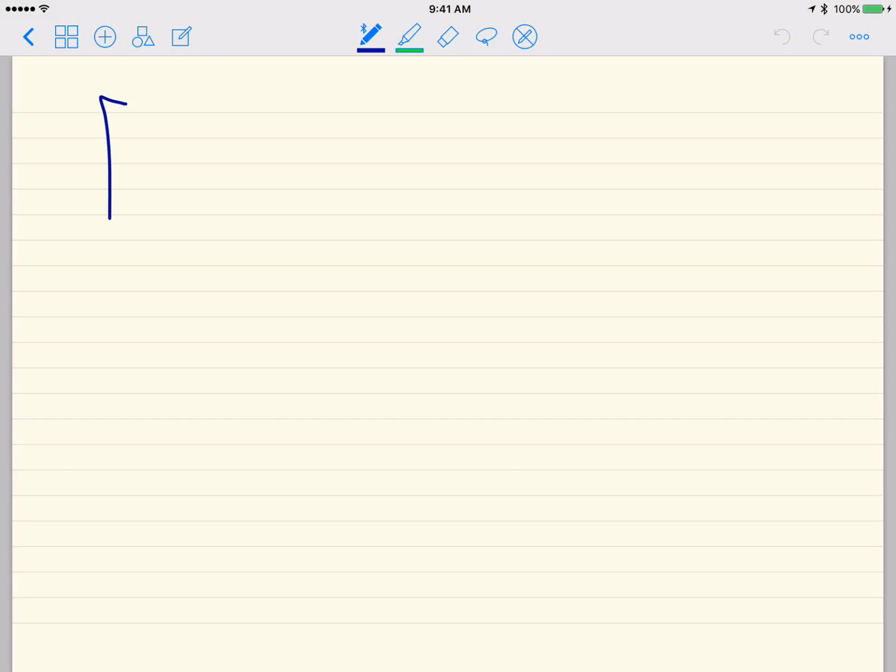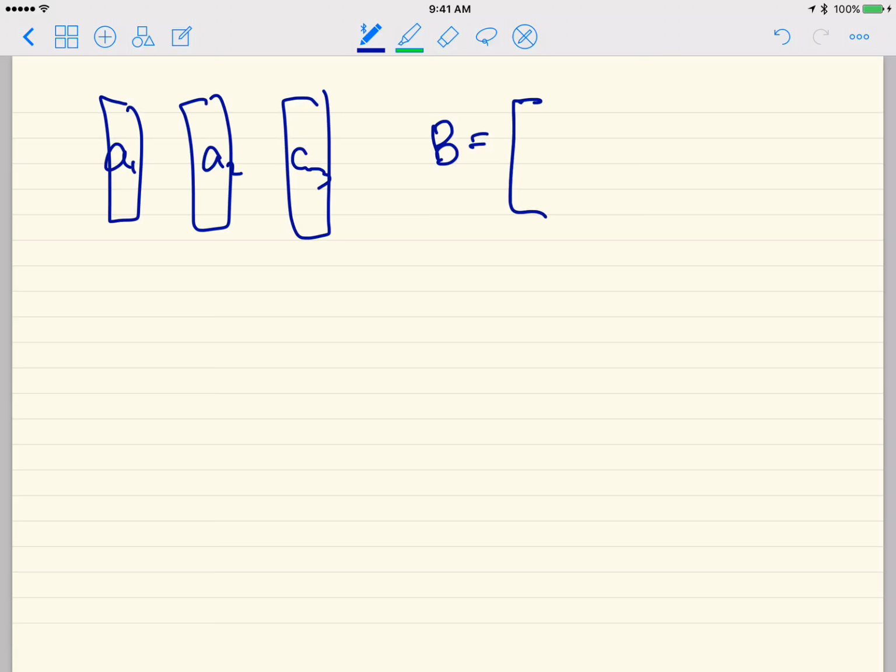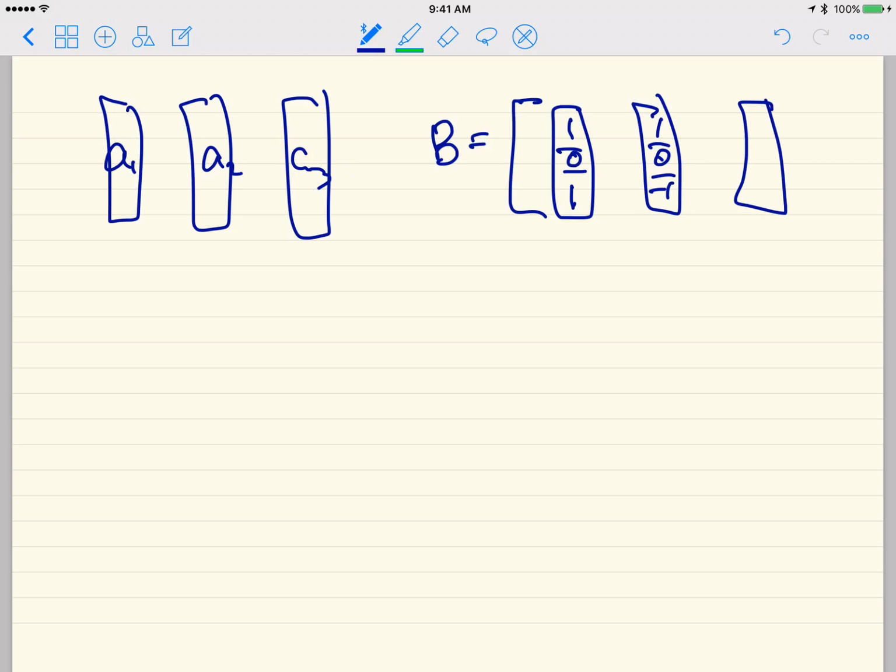Okay, so I'll give you just one simple example. So this is A1, A2, and A3, and B was, first of all, B will have three components, right? The first component will be 1, 0, 1, and then the second component was 1, 0, minus 1, and then the third component was 2, 0, 1, and then the fourth component was minus 1, 0, 2. Okay, so these are four examples of linear combinations.